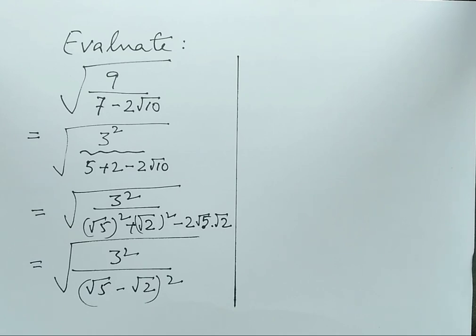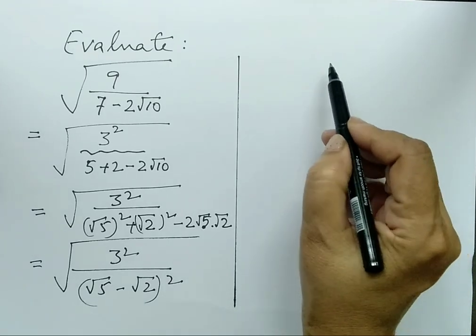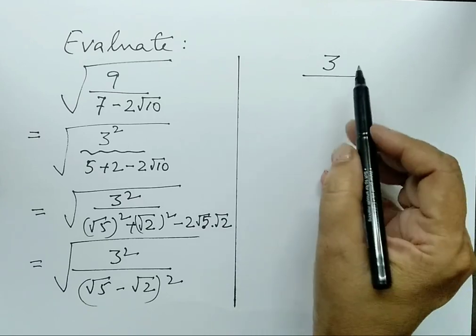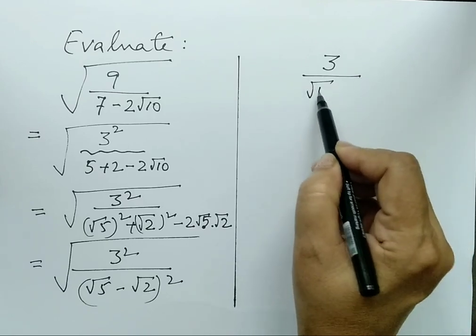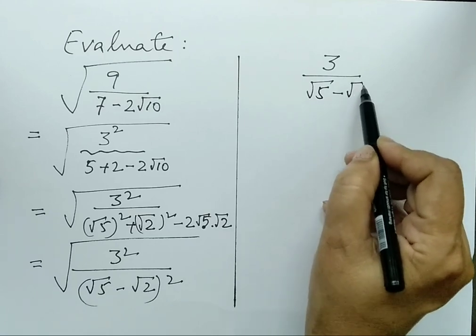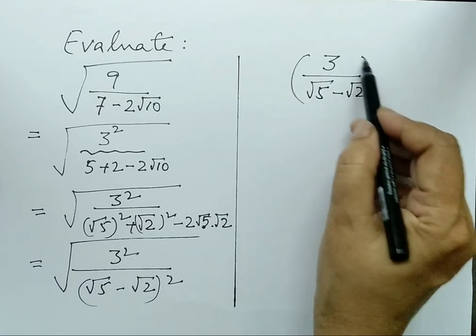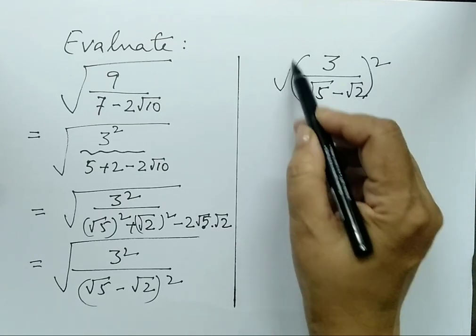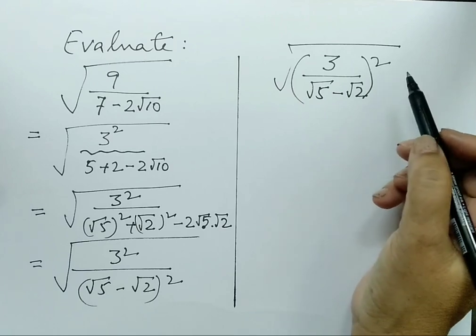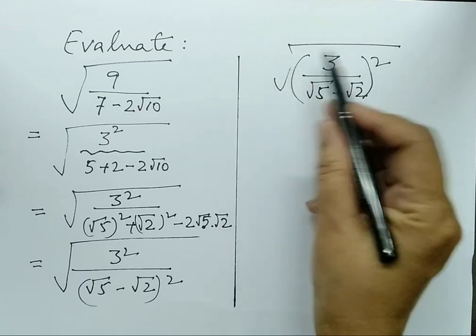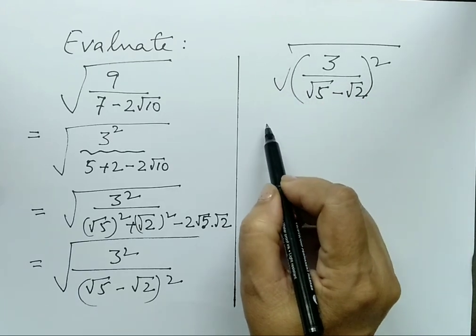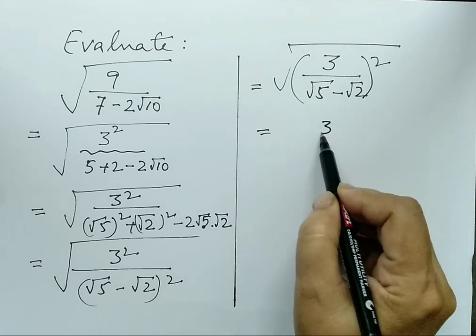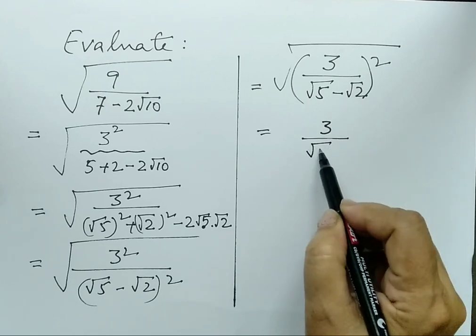We have here now 3 over root 5 minus root 2, and the entire thing goes into one large bracket, that is square, and then we have the square root. Got it? Now we'll be able to bring them out.